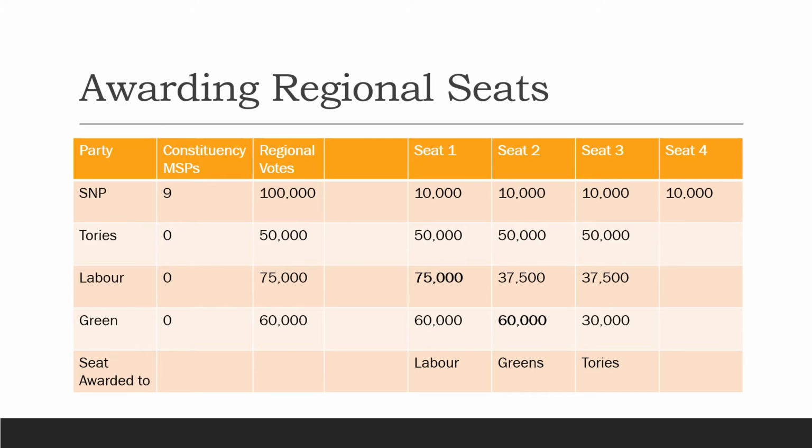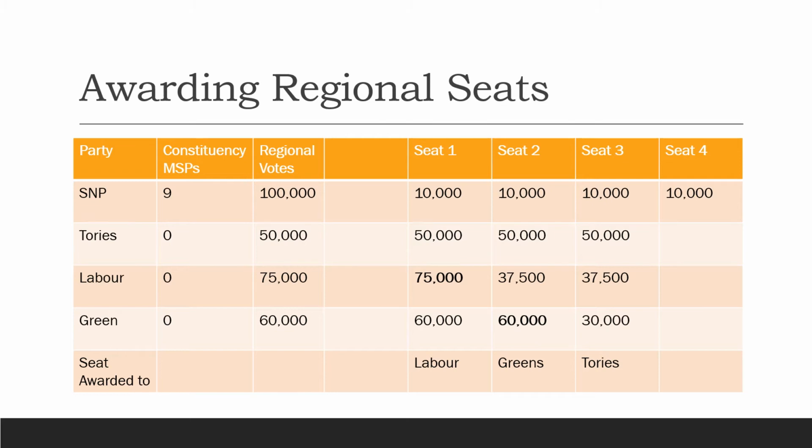So let's pretend that we're the election people. What do we do? We take the votes. So the SNP got 100,000 regional votes, as you can see. For seat 1, we take those 100,000 votes and we divide them by 9 plus 1, or 10. 100,000 regional votes divided by 10 is 10,000. So that's how many votes the SNP get for seat 1 of the regional list.